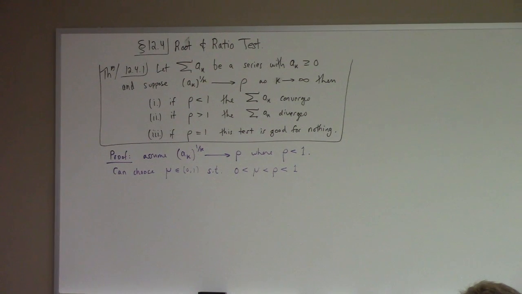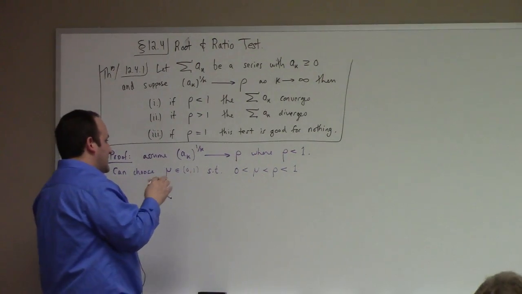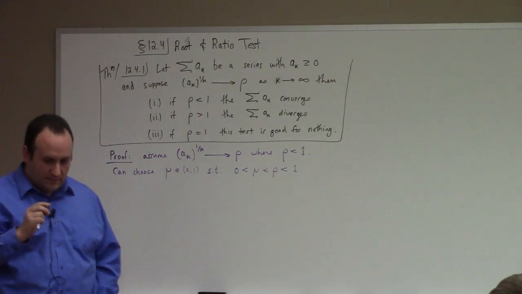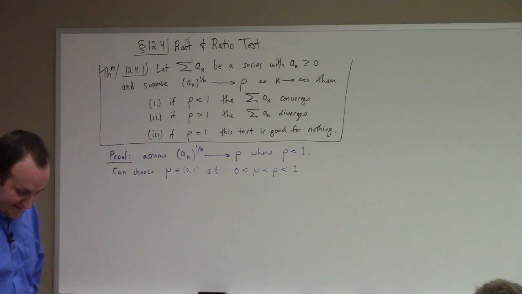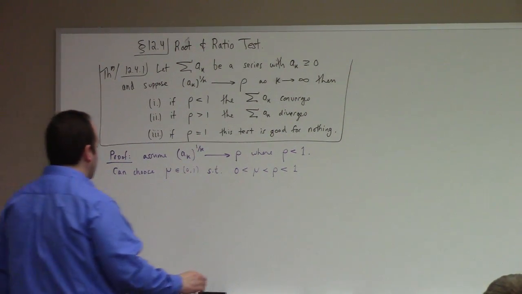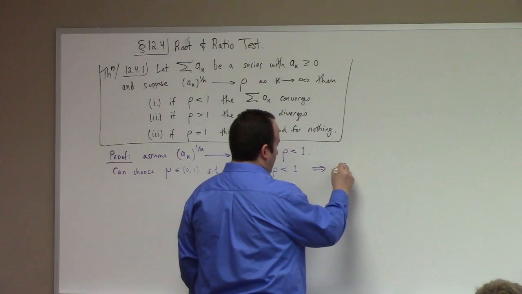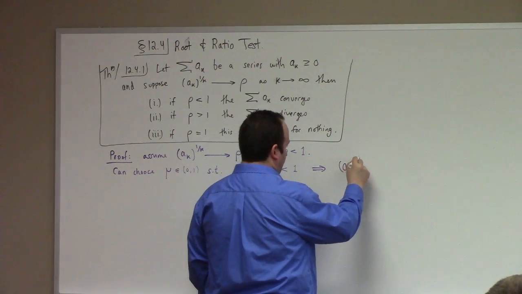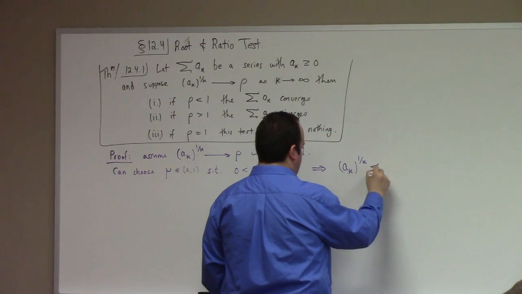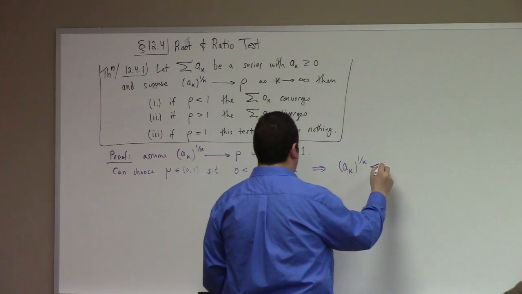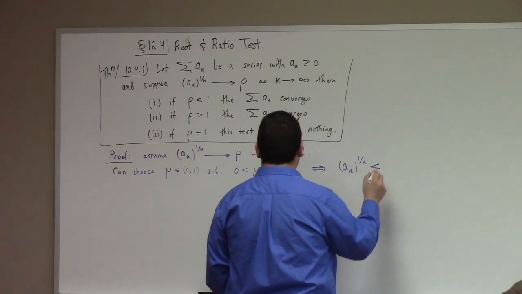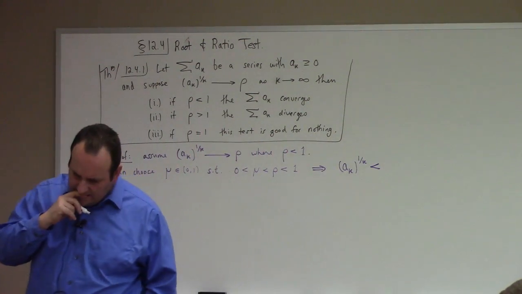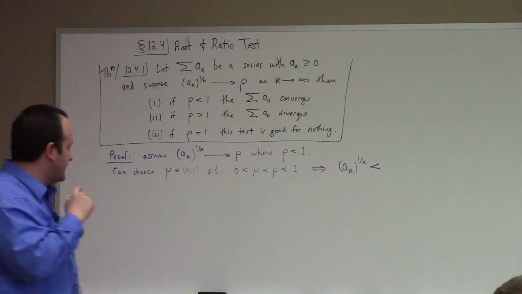Certainly that's true, right? If your limit is rho and rho is 0.7, you could pick something less than 0.7. And the point of that is that there's got to be some k such that if you're past that k, for sufficiently large k, you're going to have a sub k to the 1 over k less than, wait a minute, a second here. Yeah, less than mu.